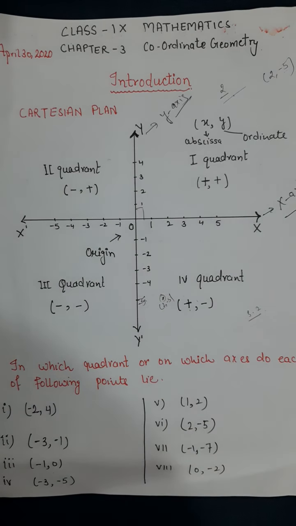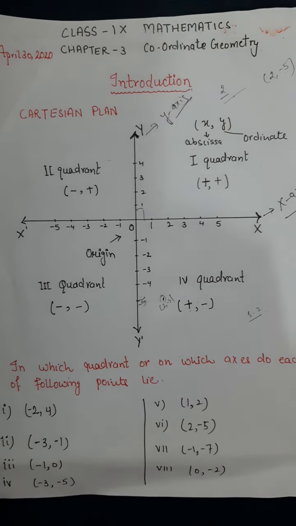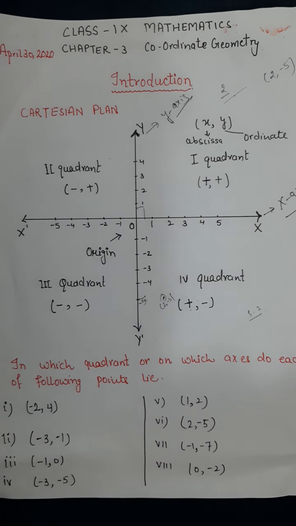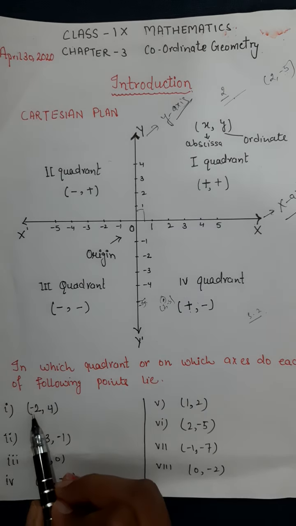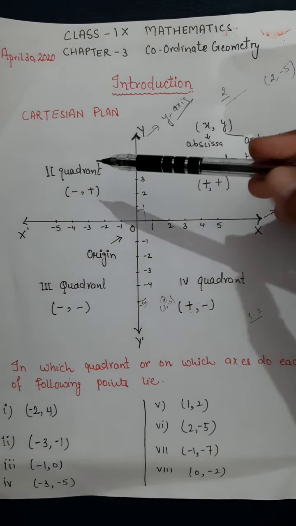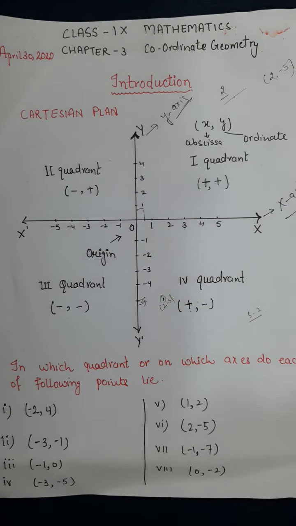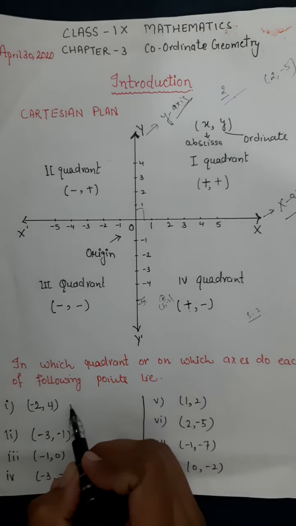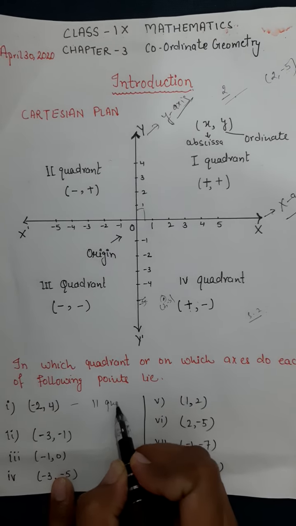Now, if you just want to tell the quadrant, you can simply check the signs: first negative, second positive, first negative, second positive lies in the second quadrant. So here you can write second quadrant.